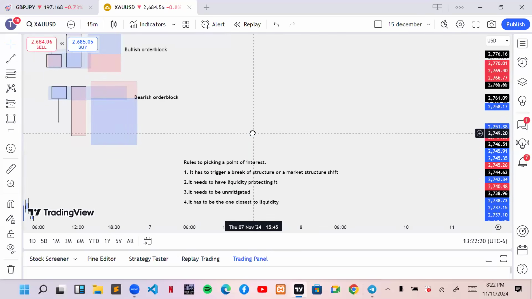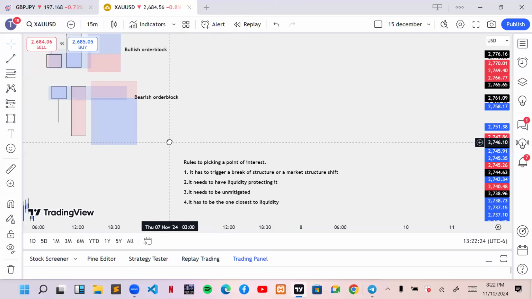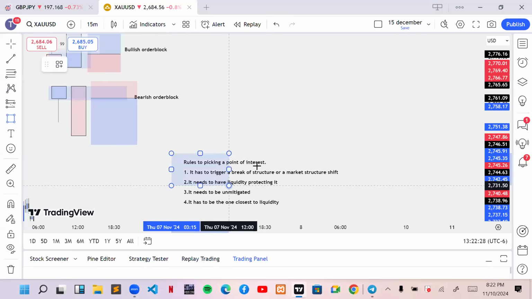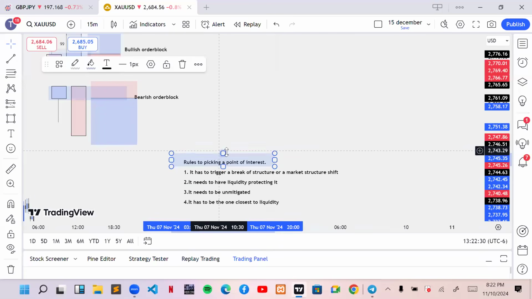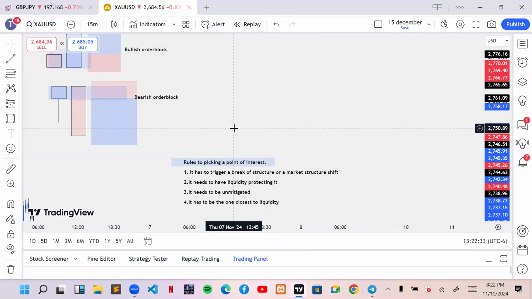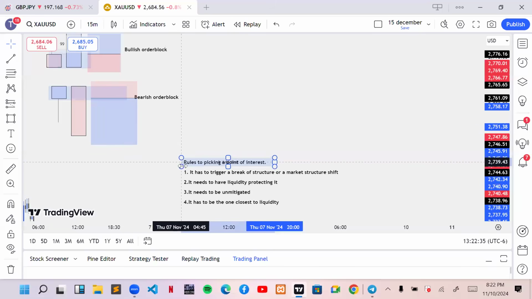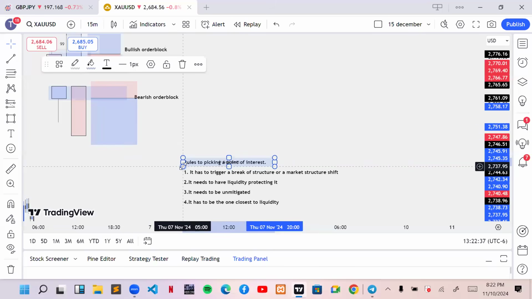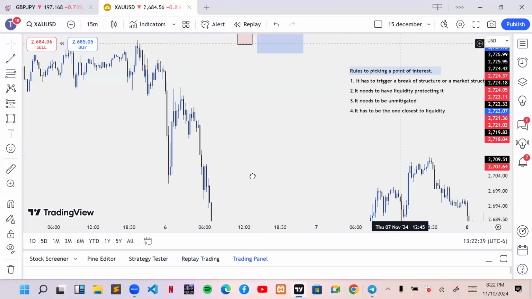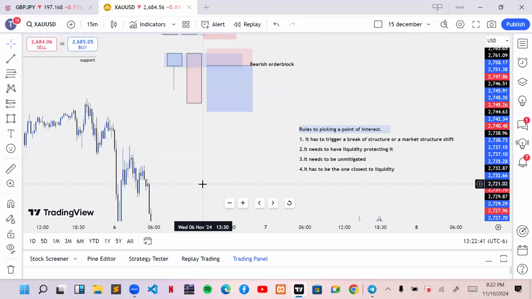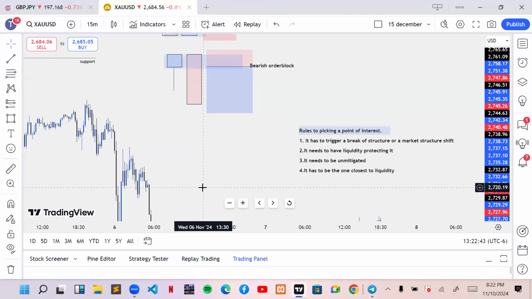Now, that being said, this all comes down to the rules in picking a point of interest. Don't just pick any order block you see, and don't just pick any breaker block you see. How do you know when you're picking the right point of interest? There are rules in picking a point of interest, and so I'm giving these rules. I'm going to be using an example from trades that I've taken before.